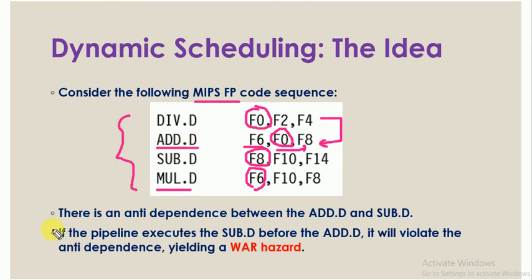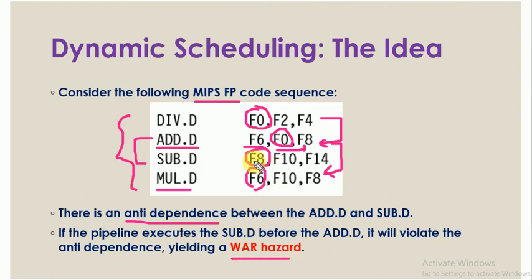Okay, so you'll see some more examples. There is an anti dependence between add.d and sub.d. What is that? F6, F0, F8, and F8, F10, F14. Here you can see that an existing value of F8 is taken as the input for the addition operation. But the next instruction actually produces a new value for F8. If the order is moved, the subtract operation will produce an F8, and that F8 will be taken as the input for the addition operation. But it actually expects the F8 value from before the subtract operation. If you rearrange this order, the value may create a problem. That is called anti dependence. Now, if the pipeline executes the sub.d before the add.d, it will violate the anti dependence, yielding a write after read hazard.